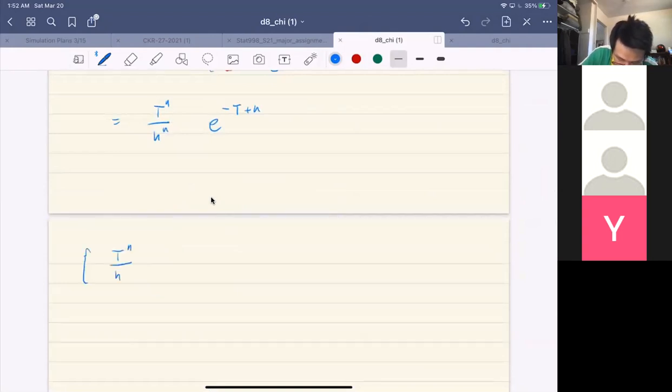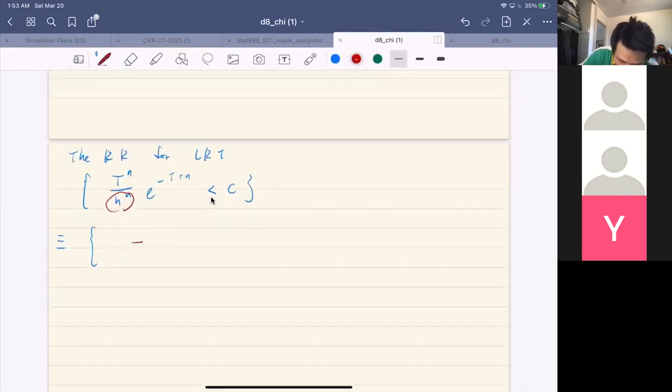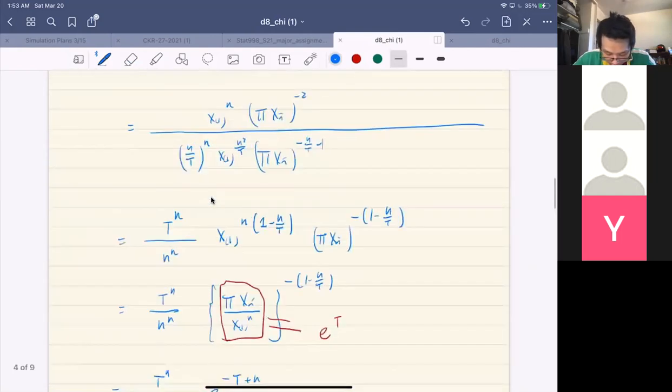Okay, so let's look at our rejection region. It will be when this quantity is small. So the rejection region for the likelihood ratio test is when this is small, and this is equivalent to, because these are all constant, t to the power n exponential of this smaller than another constant c.